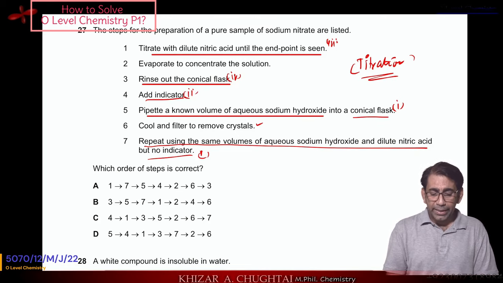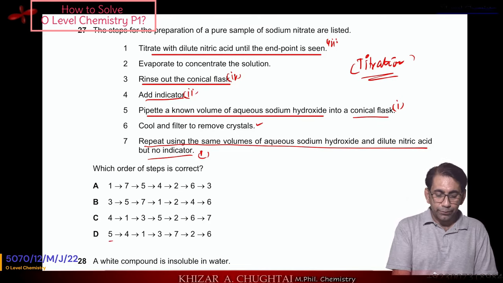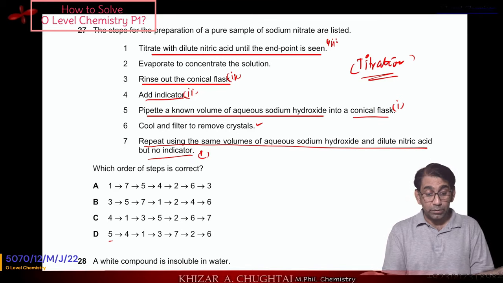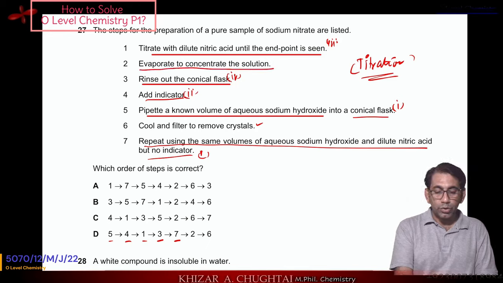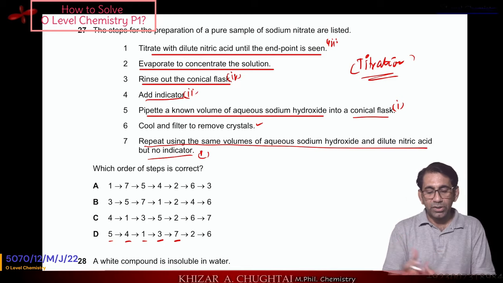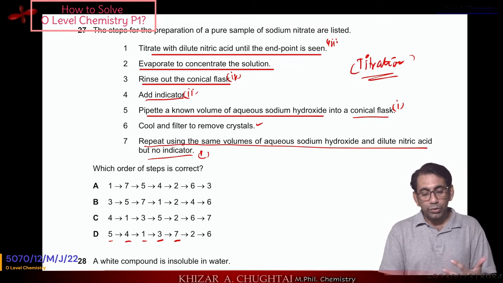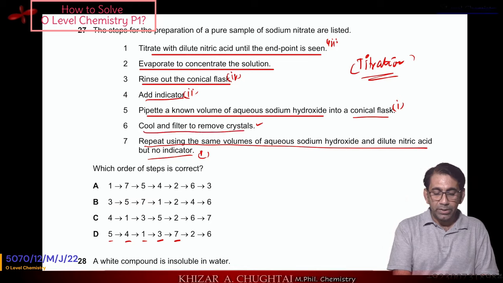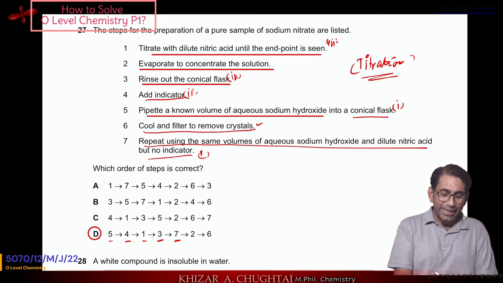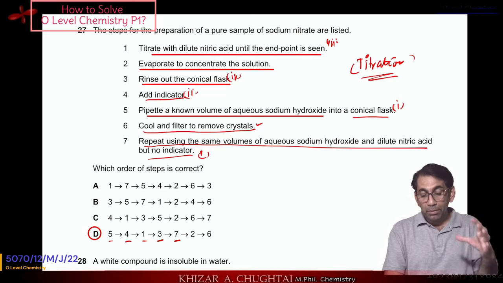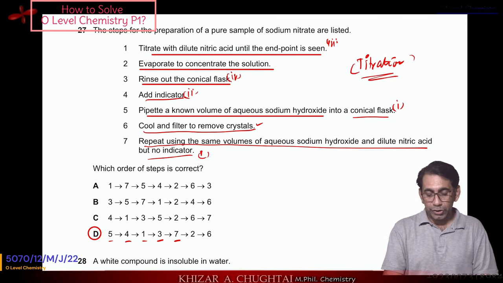So which option is the correct option? 5 at first, and there is only one option, that is D, then 4, then 1, then 3, then 2, to evaporate the solution to make it concentrated. And then finally, the last one is we will cool and filter to remove the crystal. So it is confirmed that D is the correct option. You have to remember these basic steps about the method of titration.